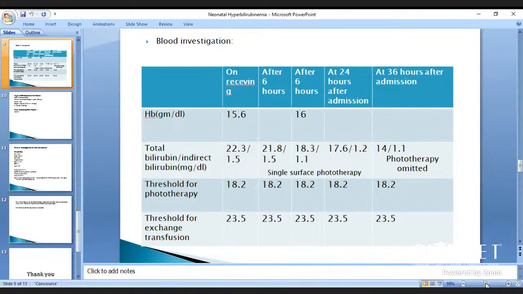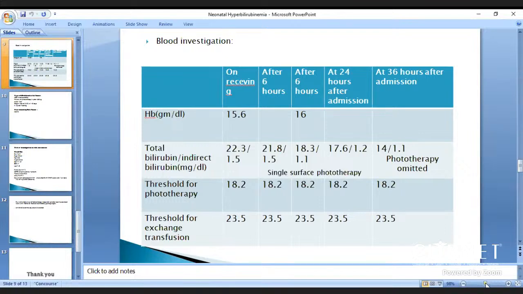milligram per deciliter. But after 6 hours, which is 12 hours from receiving, our total bilirubin is 18.3 milligram per deciliter, which is reduced with a rate of 0.3 milligram per deciliter per hour, and which is near phototherapy threshold. So we shifted to single surface phototherapy.